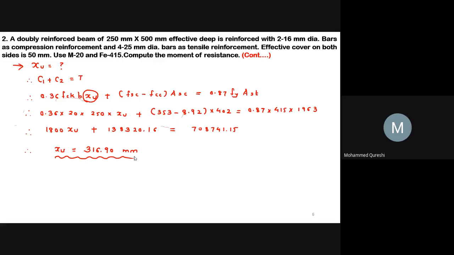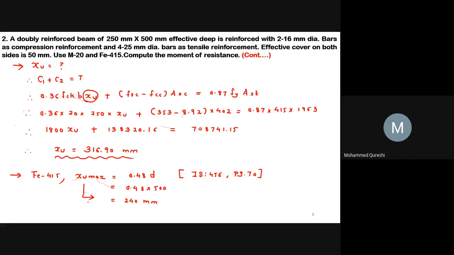Now, for the given grade, that is Fe415, the equation of XU max is 0.48 D. This equation is given in IS 456 2000, page number 70. So, putting the value of D as 500, it is given, we will get the value of XU max as 240 mm.